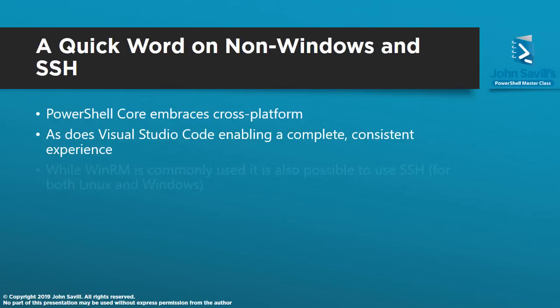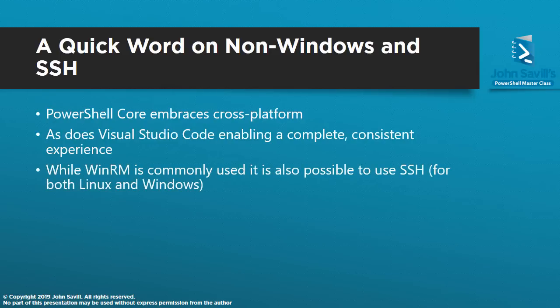Now, WinRM is commonly used for remote management, but I can also use SSH for both Linux and Windows. I can actually also use WinRM on Linux. There's OMI. So if I install OMI on Linux, and this has been around for a long time, the Open Management Infrastructure, I could use WS-Man against Linux. But I don't want to do that. So instead, I want to use SSH.